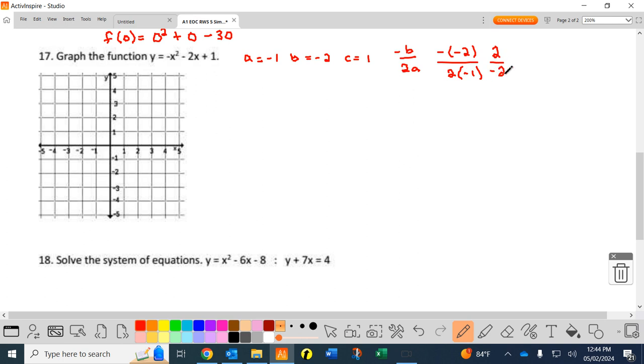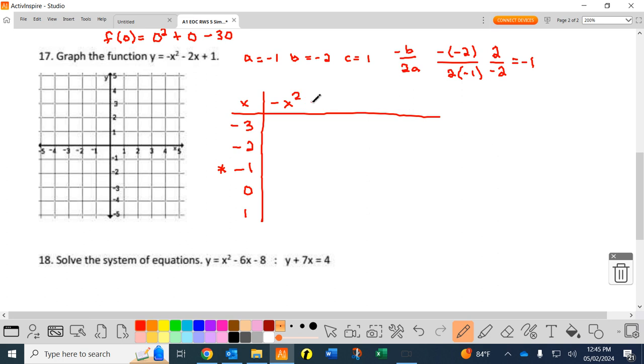So when we set up our table, and we're putting numbers in our table, that vertex is going to be in the middle. That's going to be -1. I'm going to go down above it. It's going to be -2, -3 for my x's. I'm going to go up on this side. It's going to be 0 and 1. This is going to be where my vertex is. I'm going to plug it into the opposite of x squared minus 2x plus 1. That's going to give me my y's.